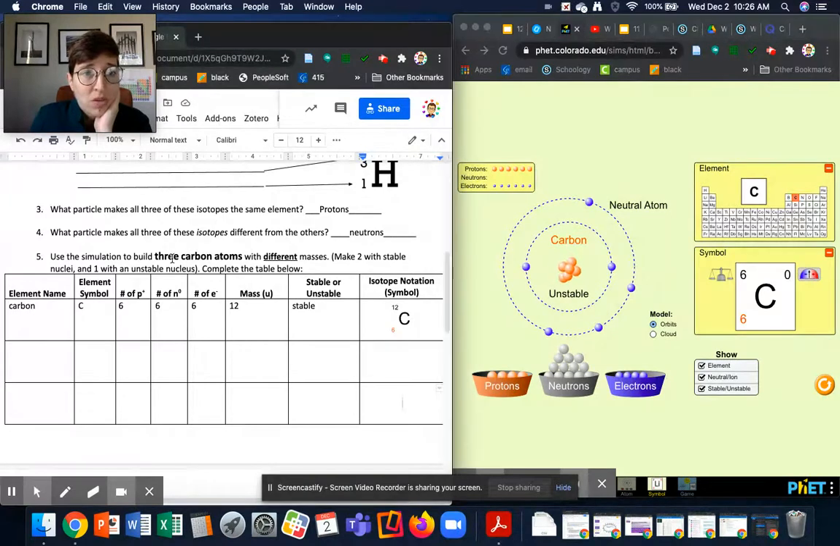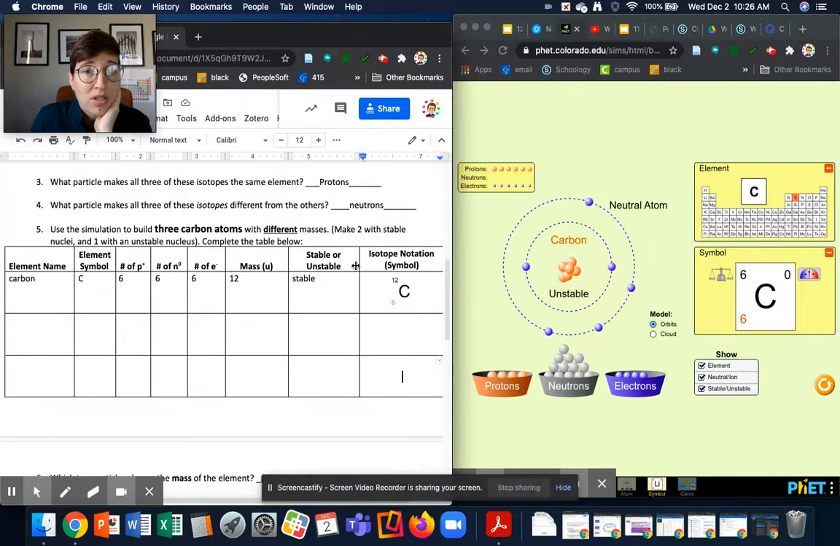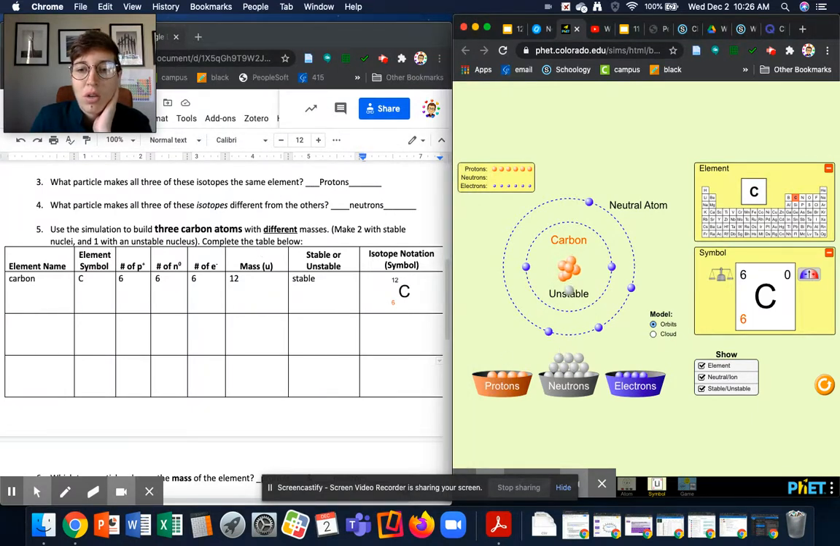So this says, use a simulation to build three carbon atoms with different masses. Make two with stable nuclei. That's not stable. And one with an unstable nucleus. Let's make a stable one. So we're going to add neutrons until we get to stable. 1, 2, 3, 4, 5, 6 made this stable. Okay, so we have a neutral atom, that's what we want, of carbon. It's stable. Okay, so that's one of the two we need to make that are stable. So we have 1, 2, 3, 4, 5, 6 protons, 6 neutrons, and 6 electrons.